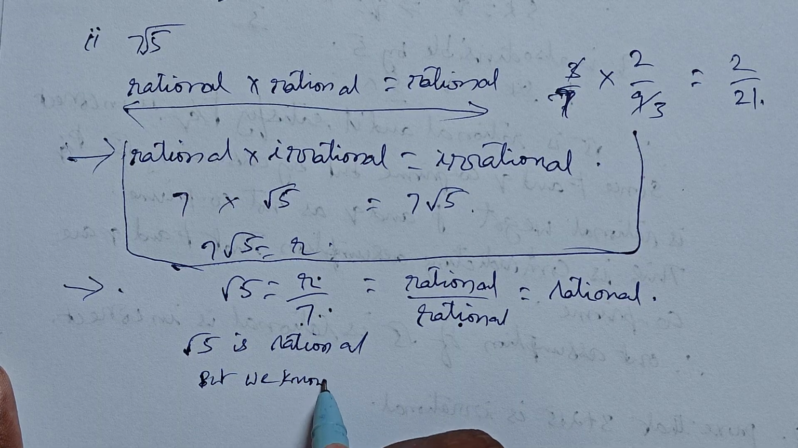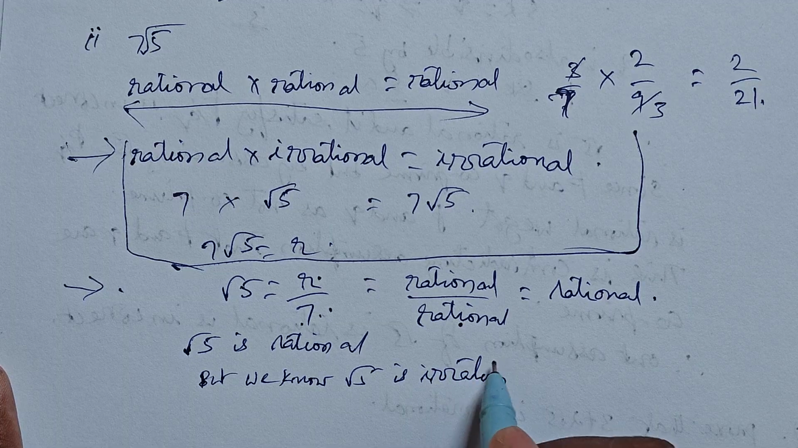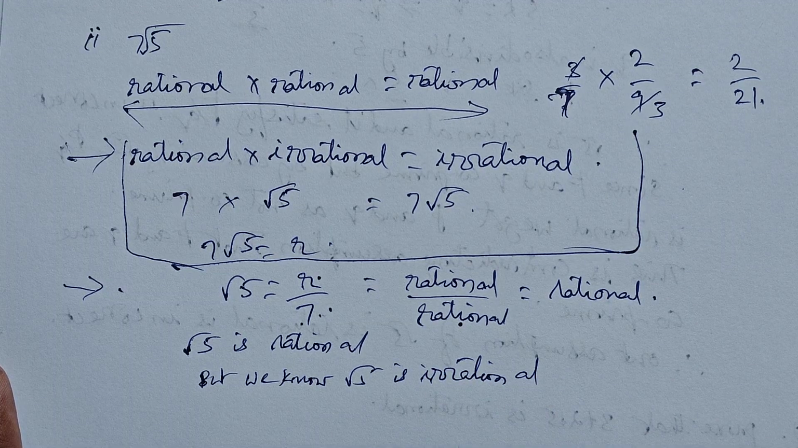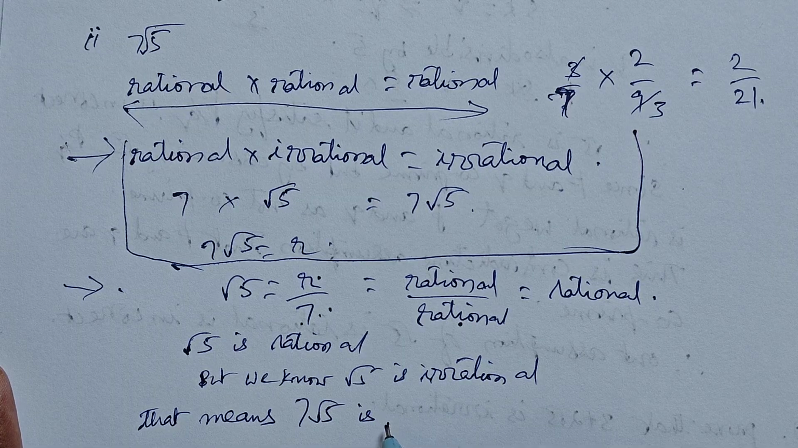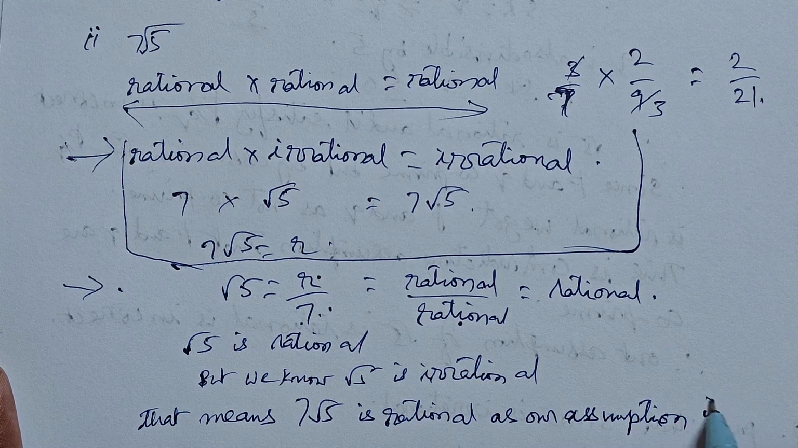So our assumption that 7 root 5 is rational is incorrect. That means our assumption is incorrect, and 7 root 5 is irrational. See, you can write the language in any way as long as you are conveying the same meaning. Okay, incorrect. That's it.